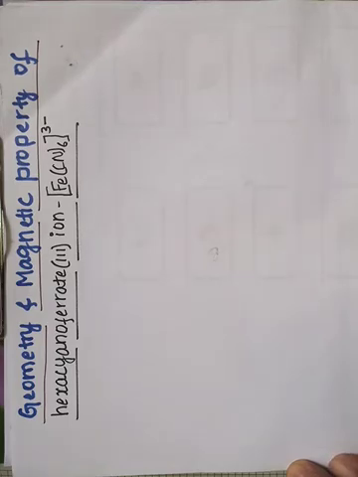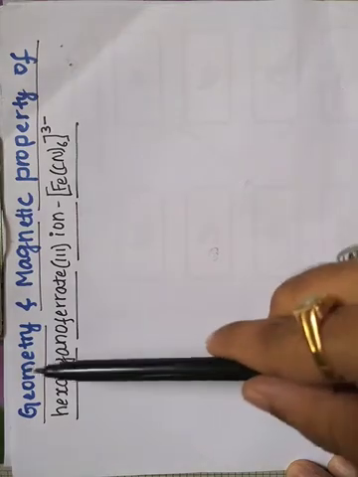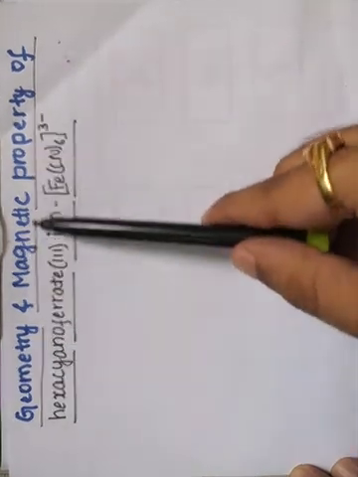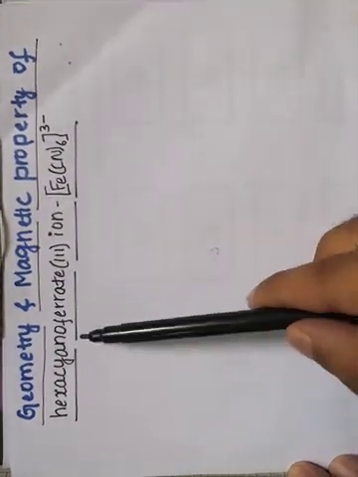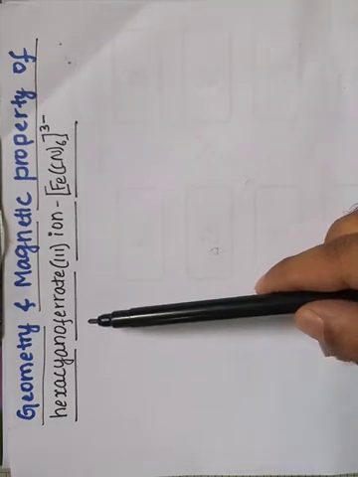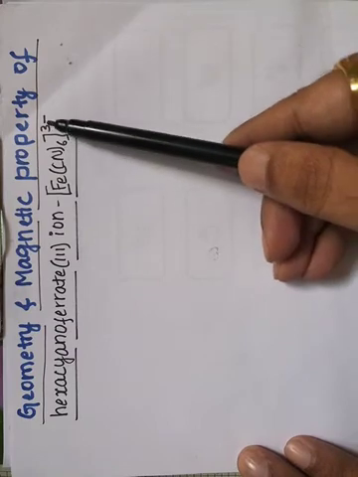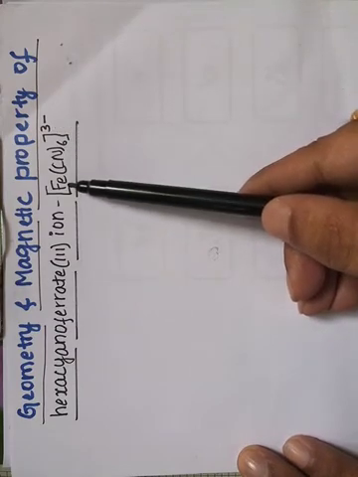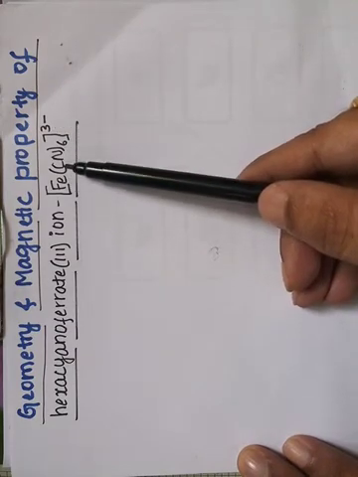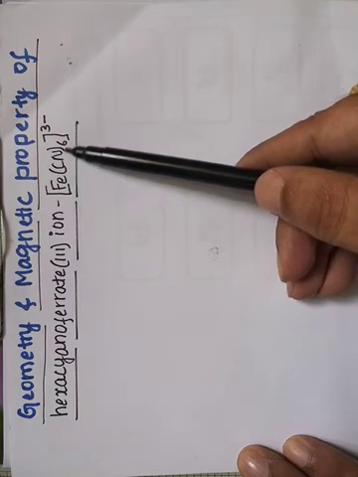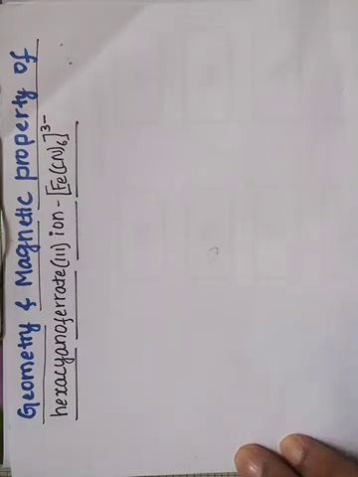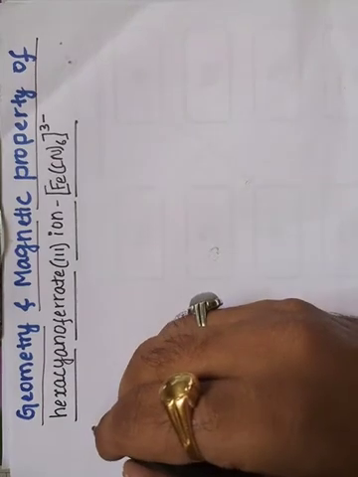Hello dear students. Based on the valence bond theory, let us discuss the geometry and magnetic property of the hexacyanoferrate(III) ion, that is [Fe(CN)6]3-. Here iron is the central metal ion and there are 6 cyanide ligands.